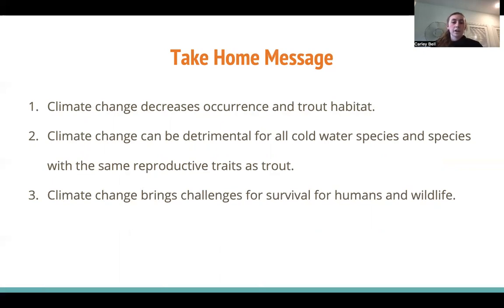Like we talked about earlier, climate change can be detrimental for life at all scales. And so this is not just about trout. There is probably study after study after study that we could read about how climate change is detrimental for all these different species and even for us as humans. And so that's just the major takeaway, that climate change is important. We should educate ourselves about it and we should be aware.